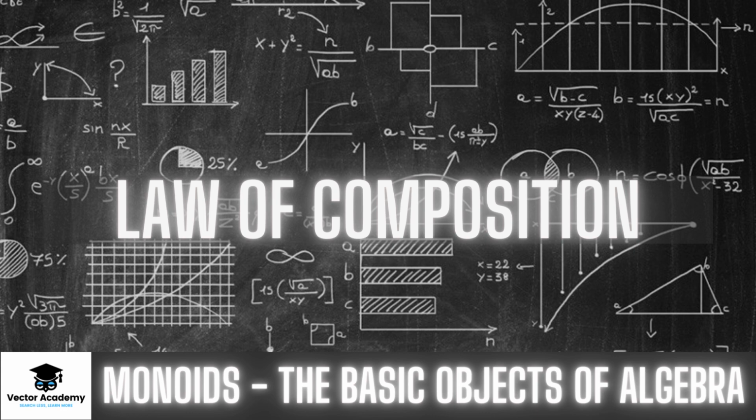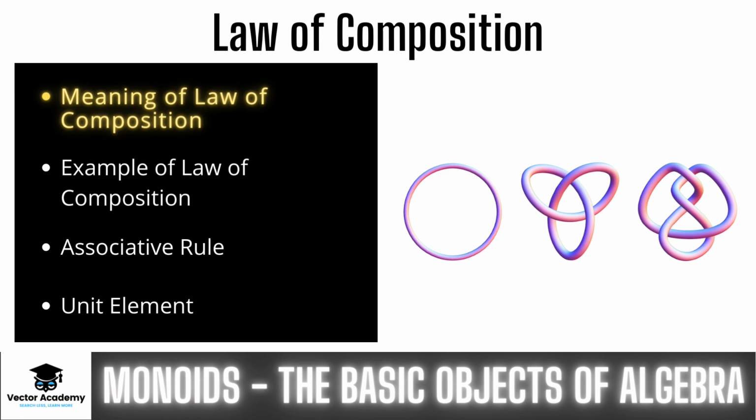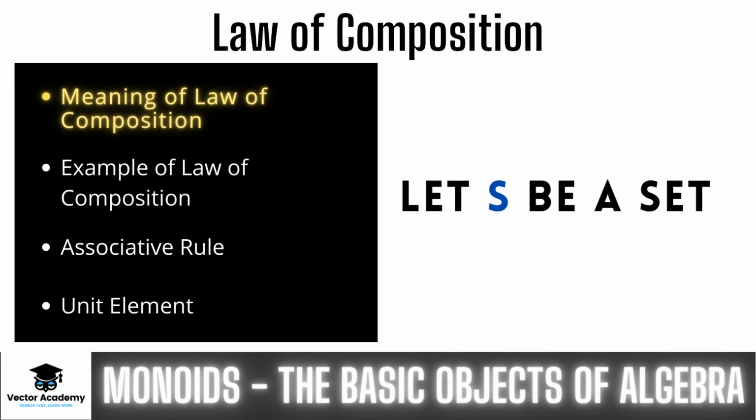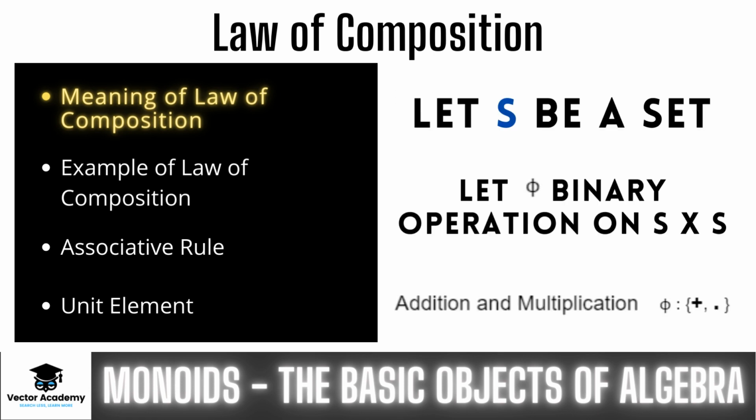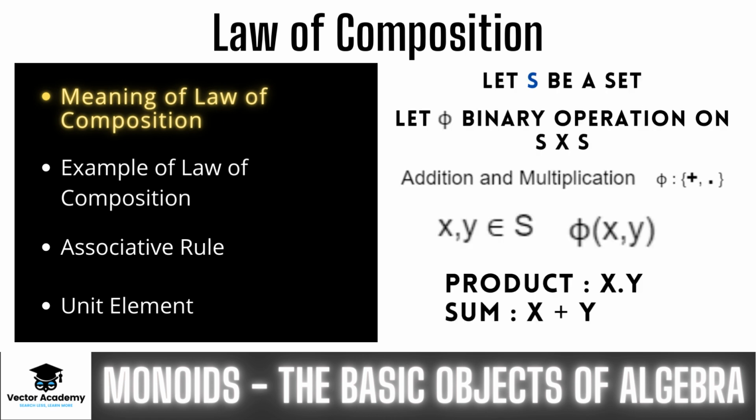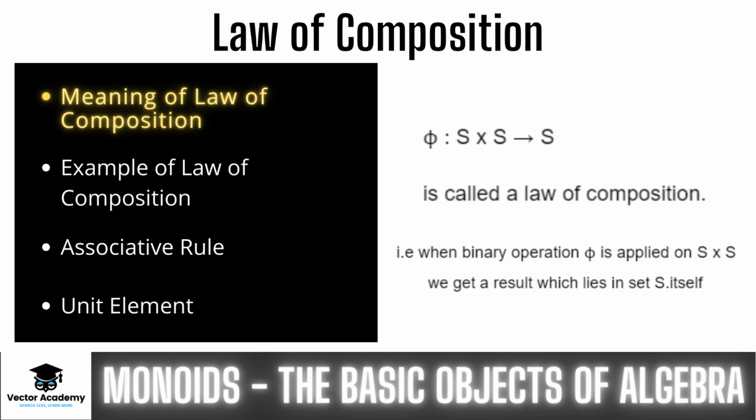Law of composition. Meaning of law of composition. Let S be a set. Let phi be a binary operation on S cross S. Here we will consider only two operations: addition and multiplication. If x, y are elements of S, the image of the pair x, y under this mapping can be a product of x and y denoted by x dot y, or a sum of x and y denoted by x plus y. A mapping phi from S cross S to S is called a law of composition. That is, when a binary operation is applied on S cross S, we get a result which lies in set S itself.